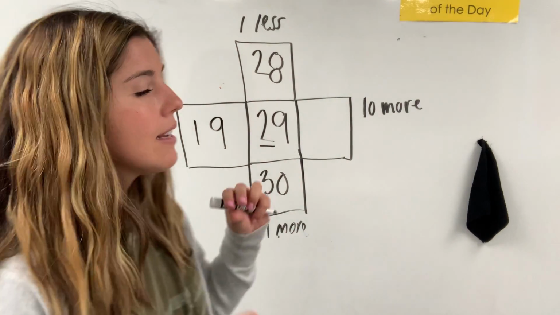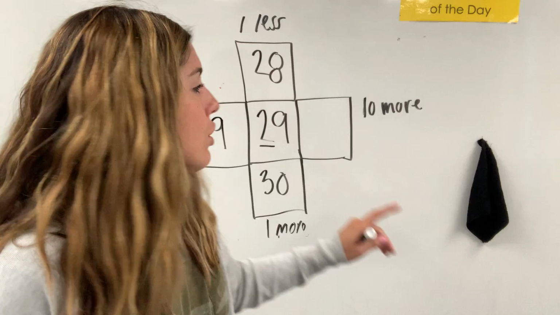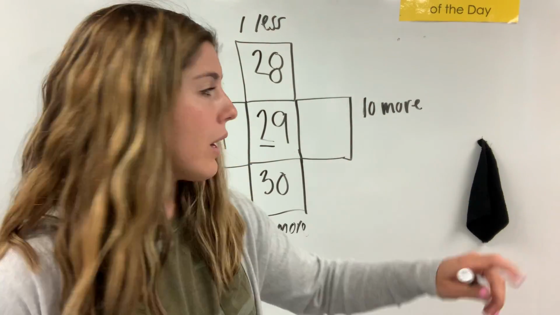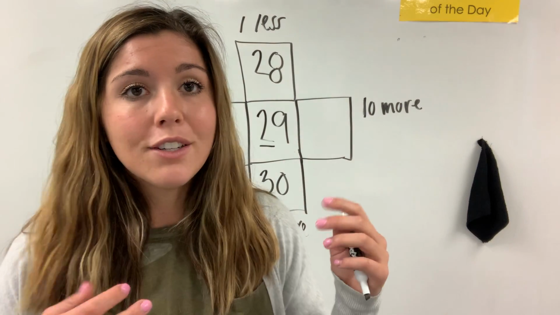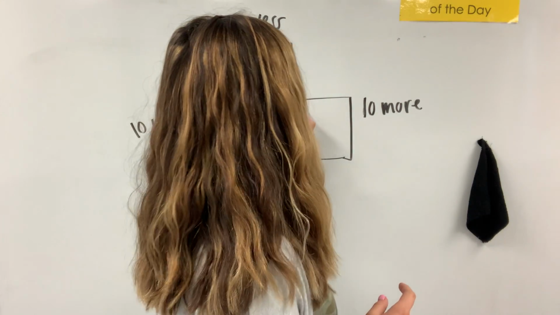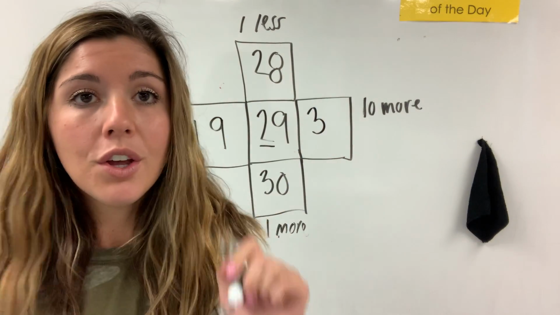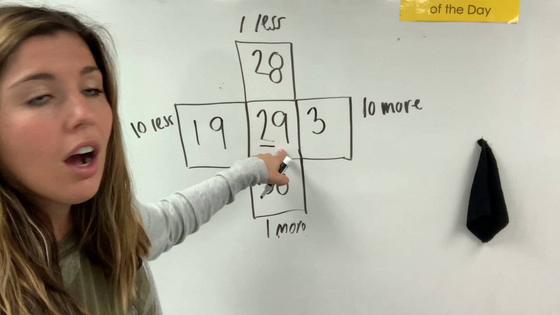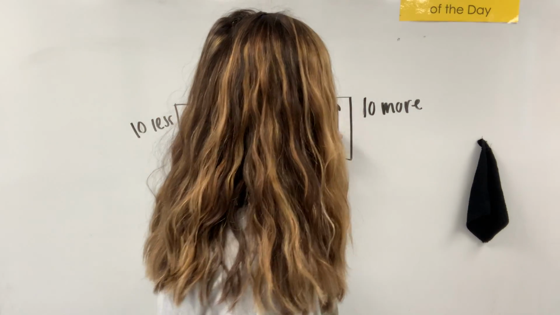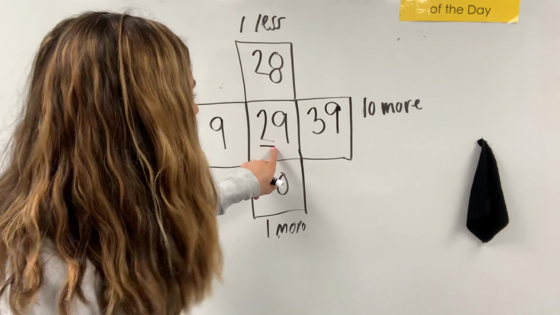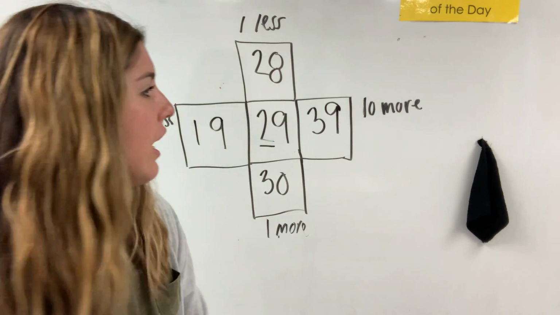Let's do the exact same thing, but now we're going 10 more. If we're looking at our tens place, we're doing 10 more. This 2 turns into what number? The 2 would turn into one number higher, which is a 3. Then what do we have to do? We have to carry over our 9. So now we have 39. So we have 19, 29, 39. All right, let's try one more.